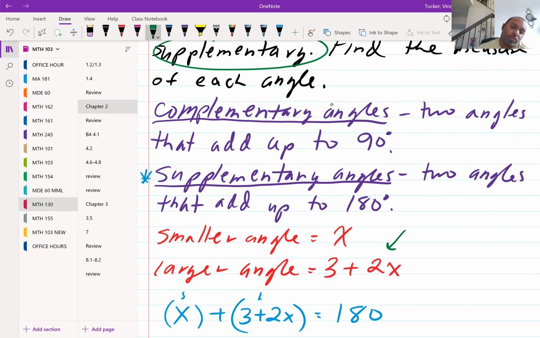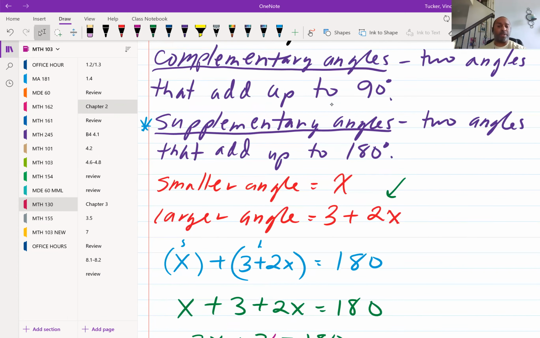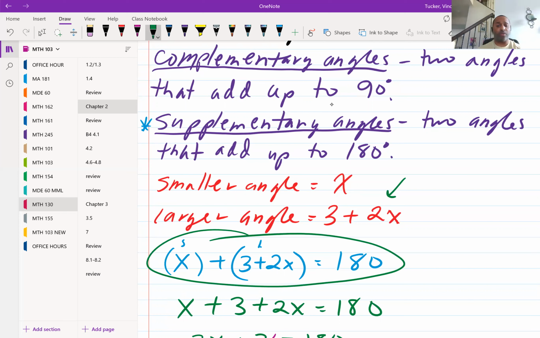All right. So now these angles are supplementary. So I can add them together. And when I add them together, that means they should add up to 180 degrees. So that's what I wrote right here in blue. That's how I set up my equation. Recognize that because they're supplementary, I can add the two angles together. X plus 3 plus 2X is equal to 180 degrees. If they were complementary, adding the two together, they would be set equal to 90 degrees.